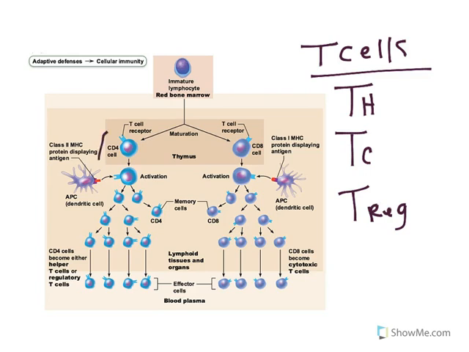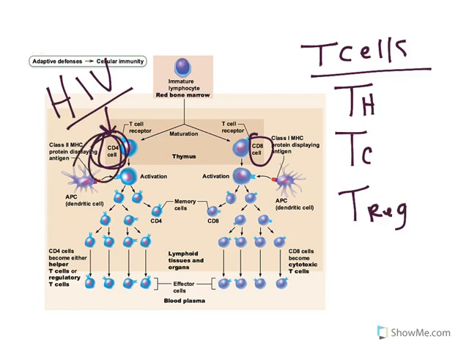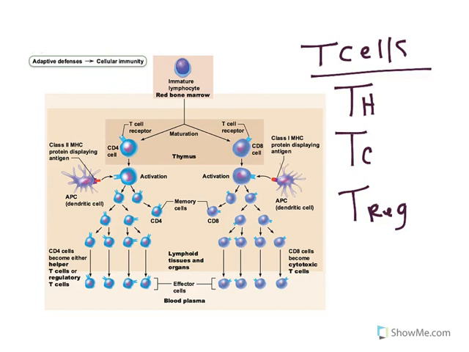So the naive cells are called CD4 and CD8. Please make sure you remember that, especially this one. We're talking about a debilitating disease called HIV, which you guys have probably all heard of. That is a CD4 disease.